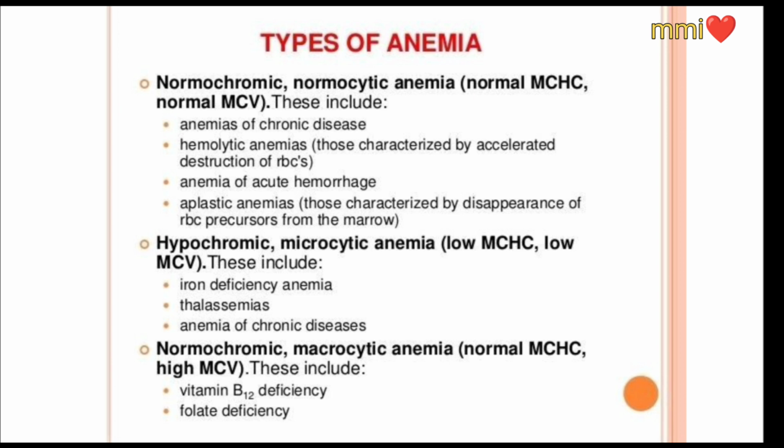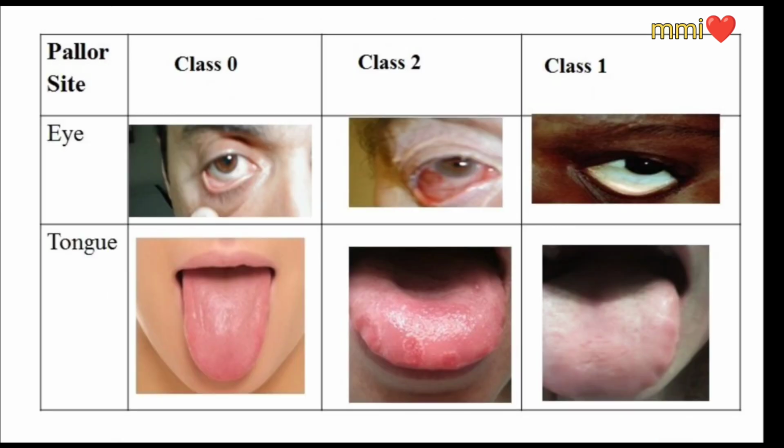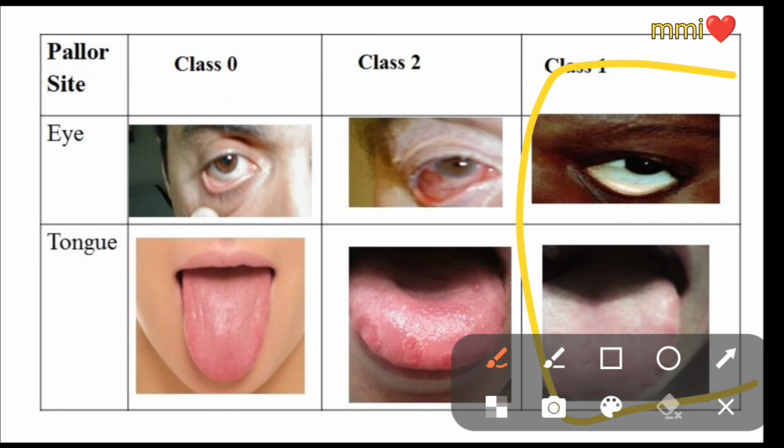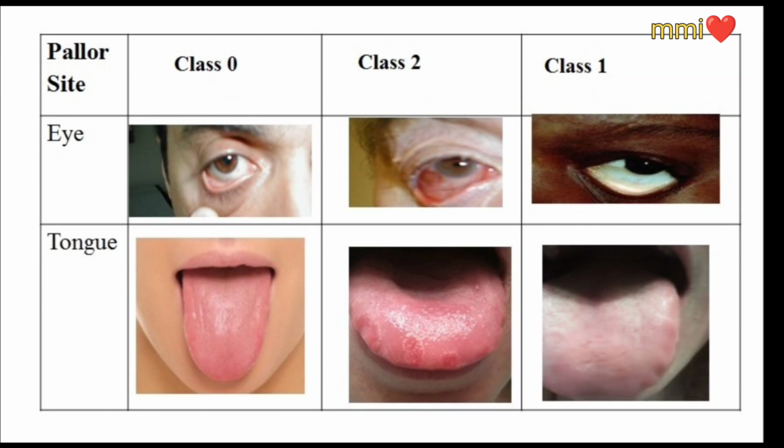They will ask a 3 marks question: what are the types of anemia? There is normocytic normochromic, macrocytic normochromic, and microcytic hypochromic. Okay, read all these types, an important 3 marks question. Next, where will you see pallor? You can see it in the lower palpebral conjunctiva, and on the tongue. The one we need to see is this one. Okay, see this box, an ideal case of pallor.